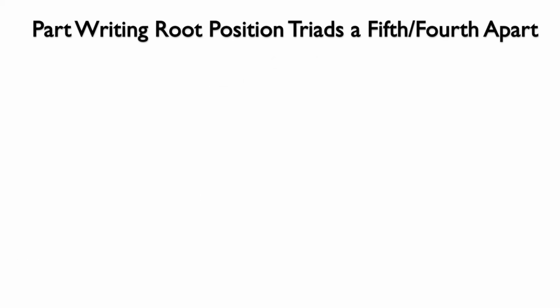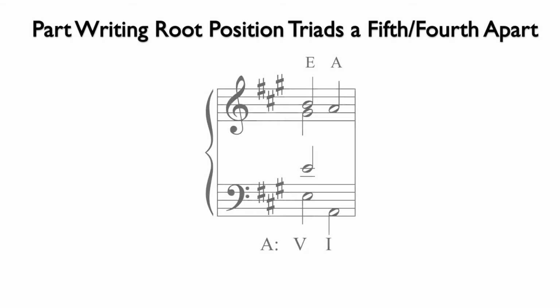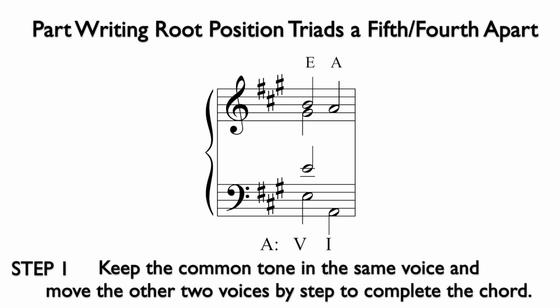Now, Step 1 will not always work when voicing root position triads that are a fifth/fourth apart. In the following example, we have an E chord moving to an A chord in the key of A. So the analysis is 5 to 1. E down to A is a fifth. So let's try Step 1 to see what happens. First, the common tone between E and A is an E note. So let's keep the E in the tenor voice.